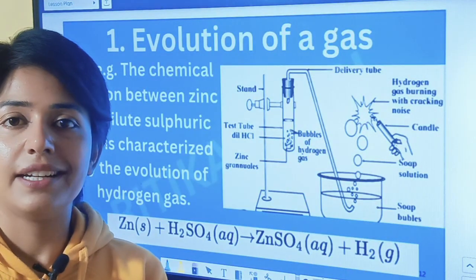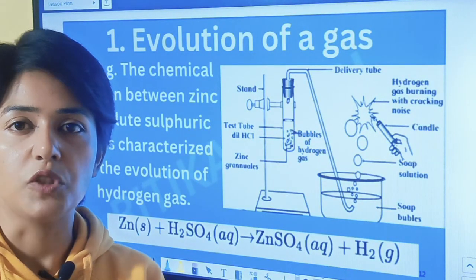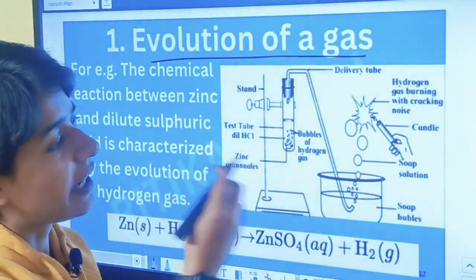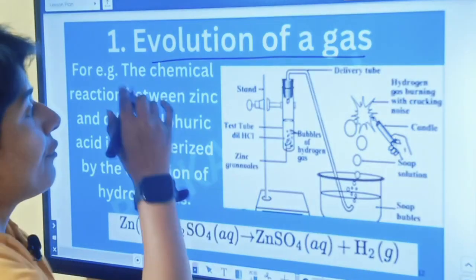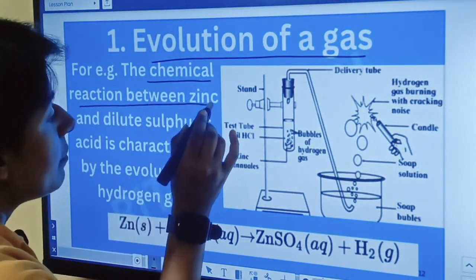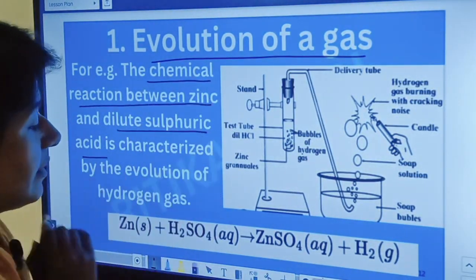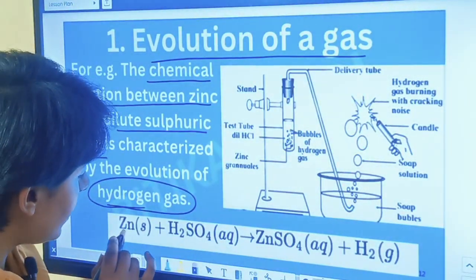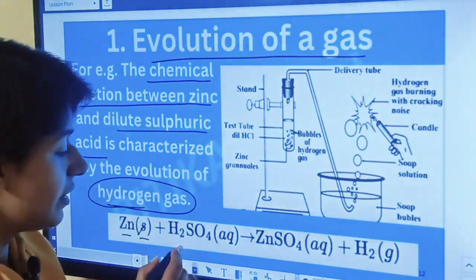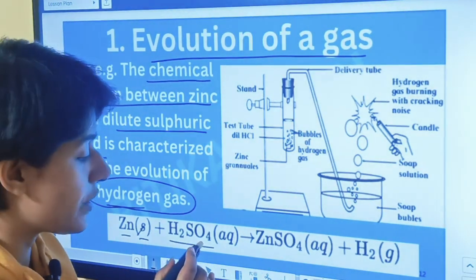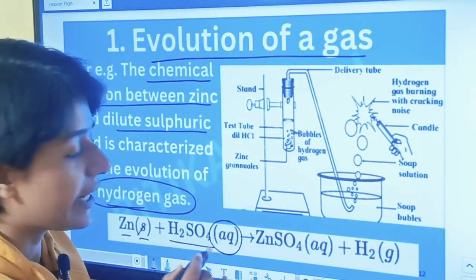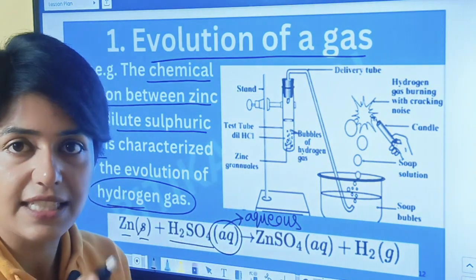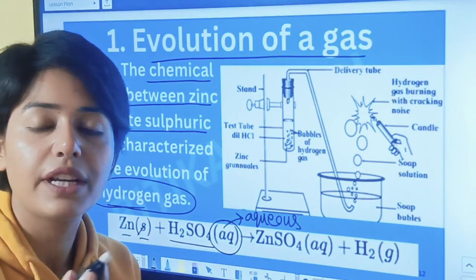The first indicator of a chemical reaction which we are discussing is evolution of a gas. Some chemical reactions are characterized by the evolution of the gas. For example, the chemical reaction between zinc and dilute sulfuric acid is characterized by the evolution of hydrogen gas. Reaction is shown: zinc, solid in state, it is metal, reacts with sulfuric acid, H2SO4, aqueous. AQ indicates the state of the sulfuric acid, that is aqueous. Aqueous means it is dissolving in water.